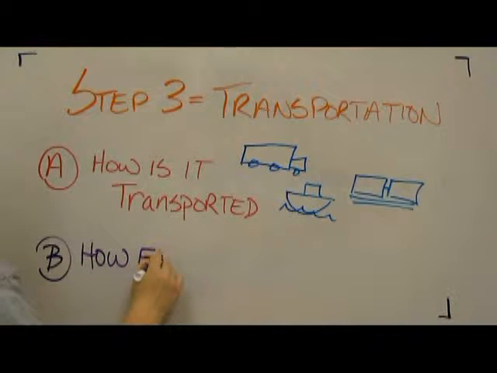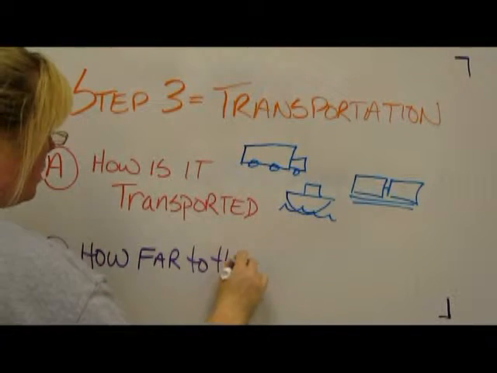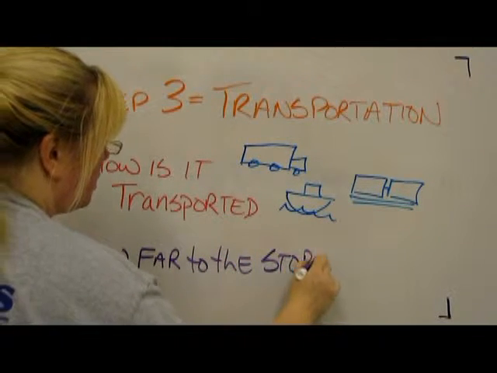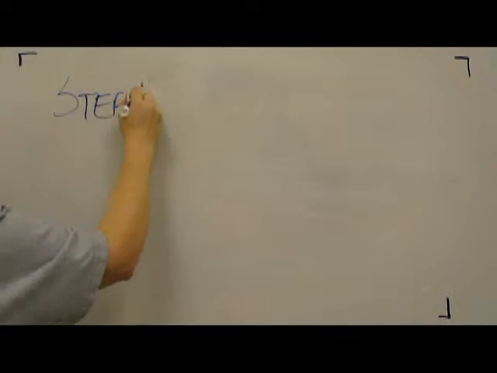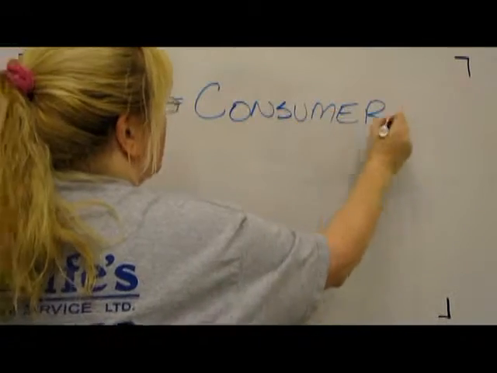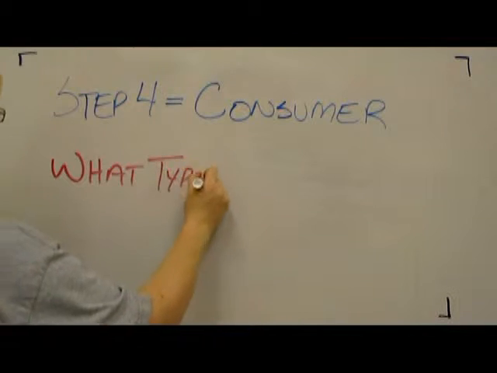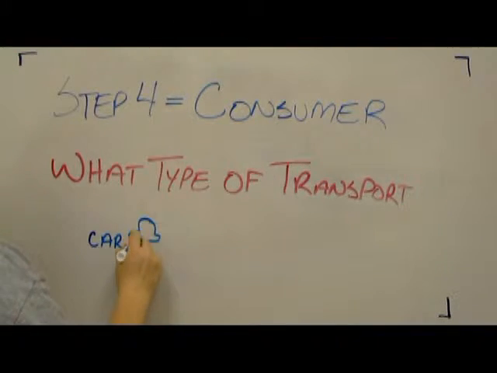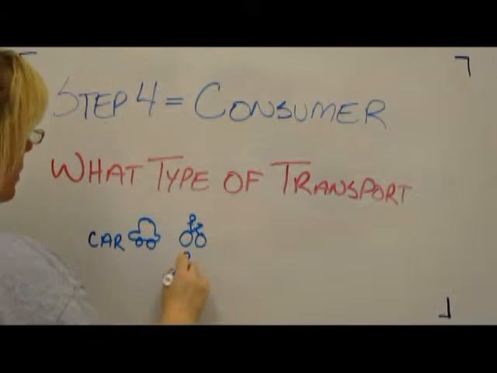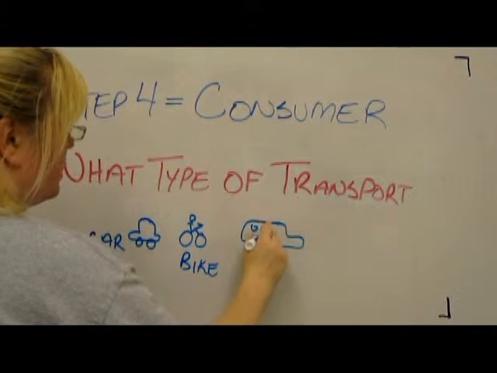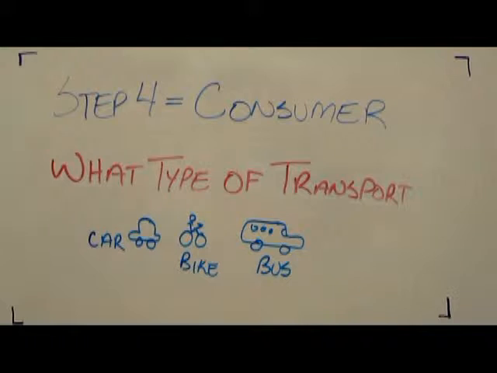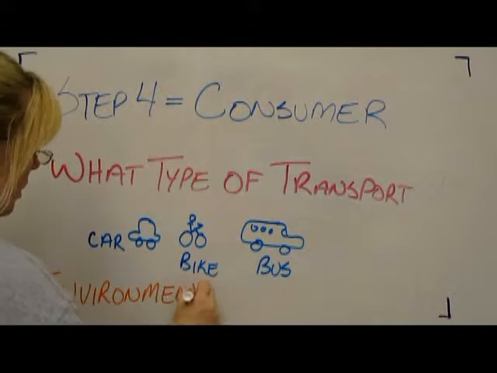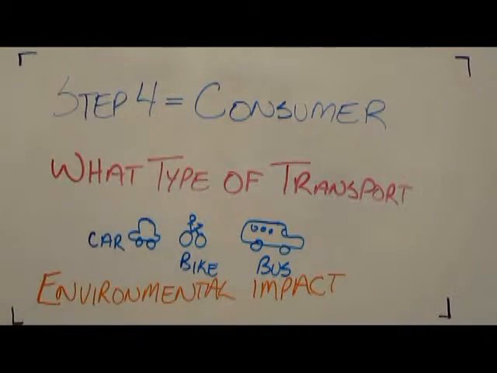The next thing they're going to look at is how far is it to the store? So is it around the world in China? Is it down the street? Where was it made, that kind of thing. Step number 4 is the consumer. So what type of transport does the consumer use to go and get it? Did they use a car? Did they use a bike? Did they go on a bus? And what's the environmental impact of each of these types of transport?